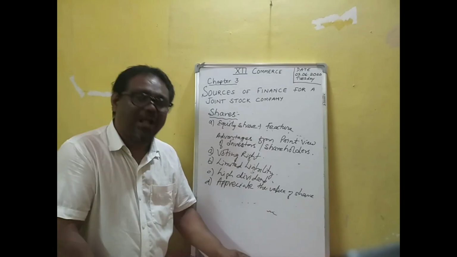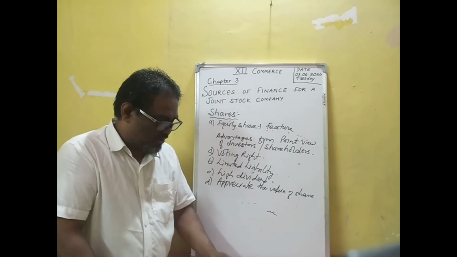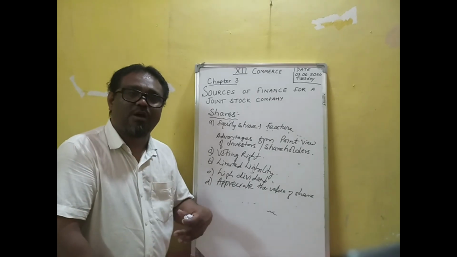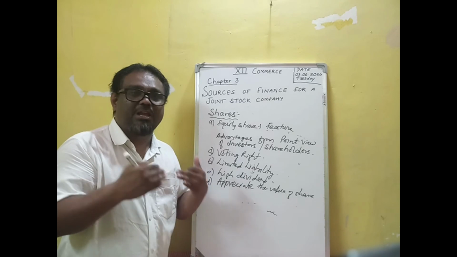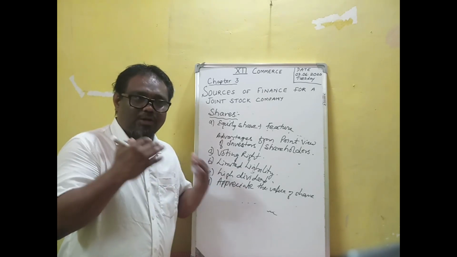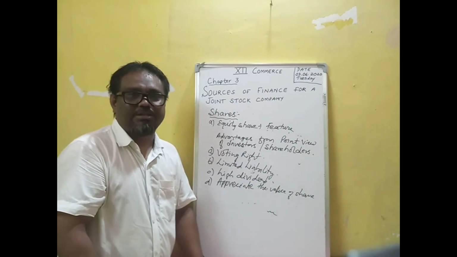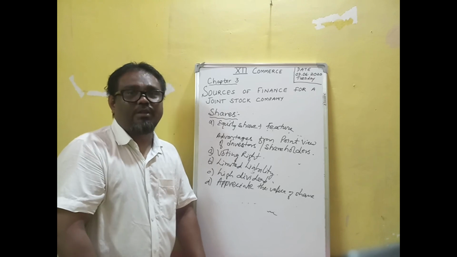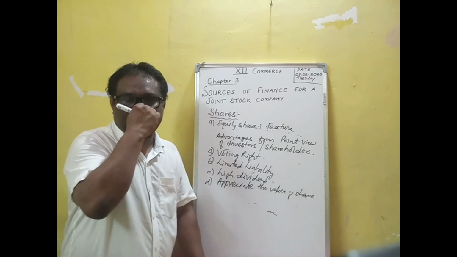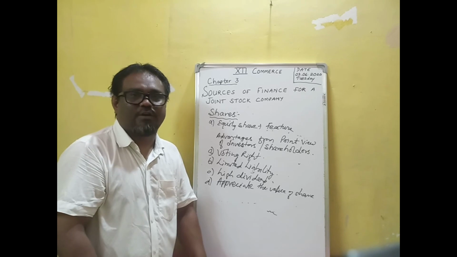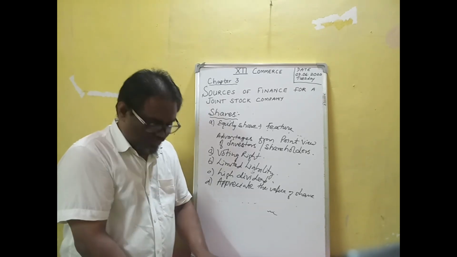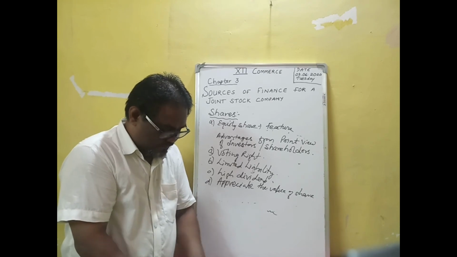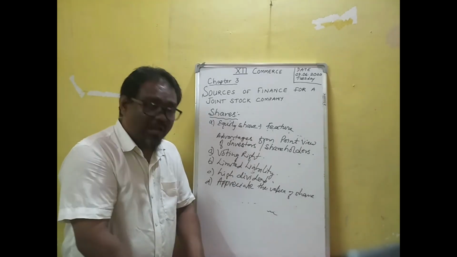After that, unhealthy speculation. Unhealthy speculation means that during the boom period, when the company is doing good, the directors may invest the equity share money in other companies' shares. But when the value of the shares comes down, it becomes a huge loss for the joint stock company. This is also a drawback of equity shares. So these are about the equity shares.